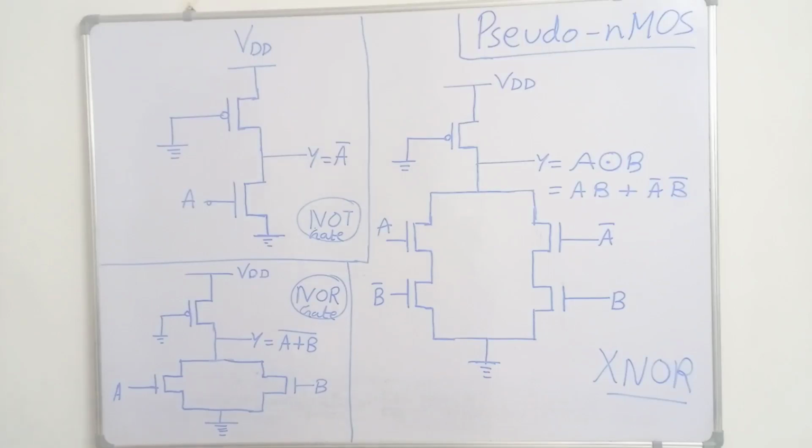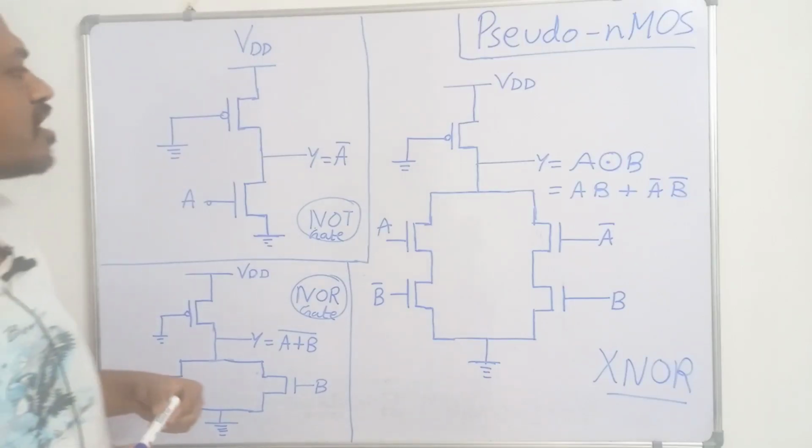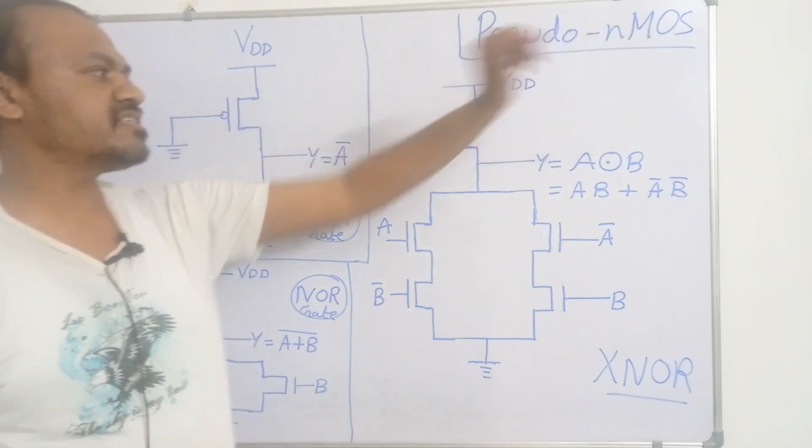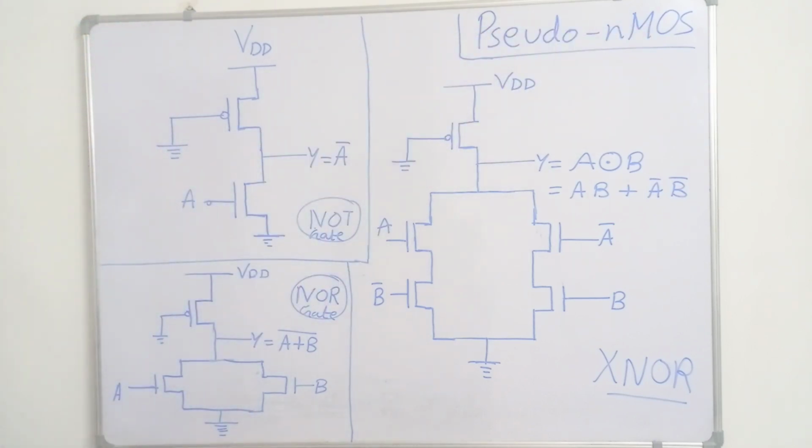In this video, we will discuss a very important concept in VLSI design, which is called pseudo NMOS circuits. In pseudo NMOS circuits, the pull-up network consists of a single PMOS. This is your PMOS, which is always connected to ground. In this figure, I have shown how to design an inverter using pseudo NMOS. So this is a NOT gate using pseudo NMOS.